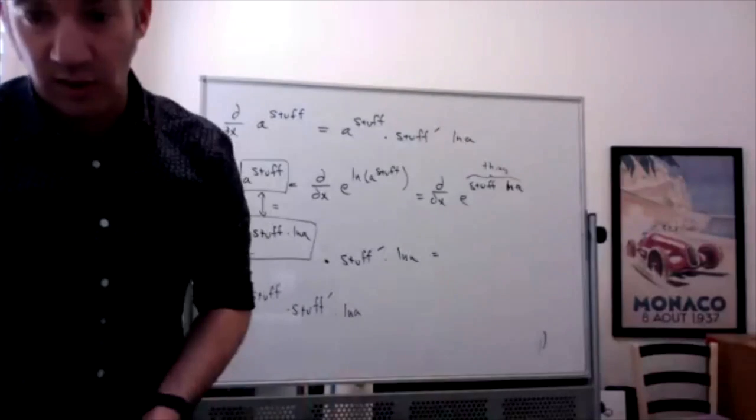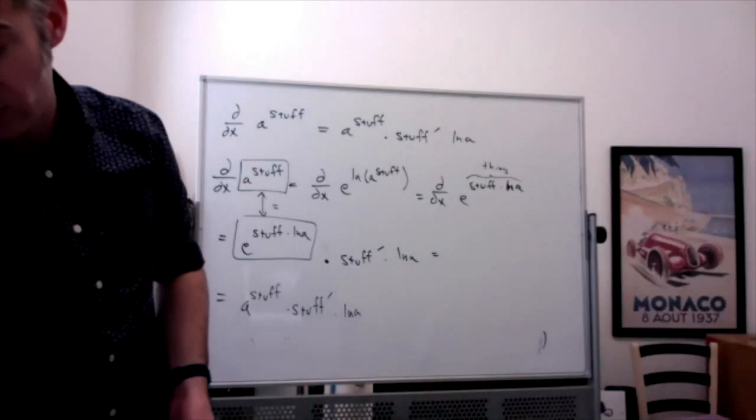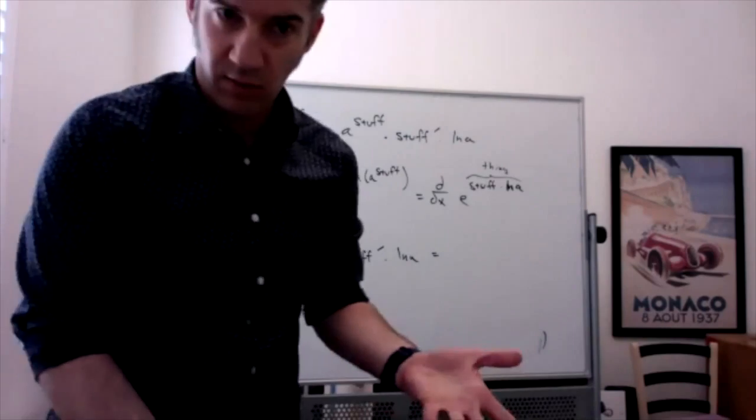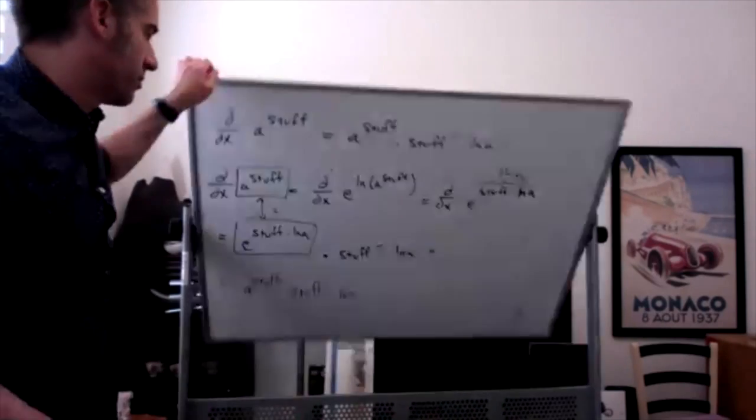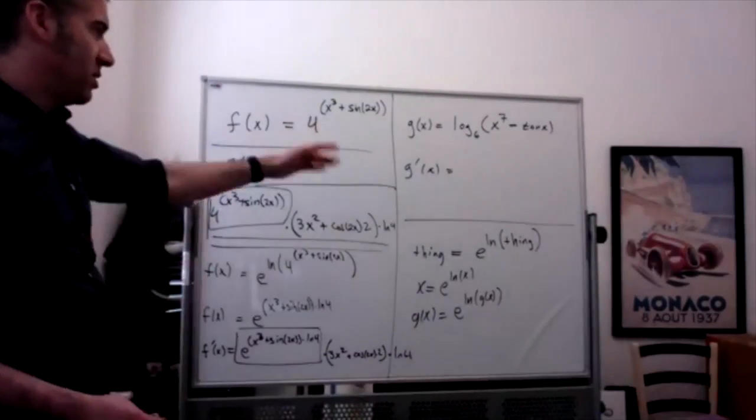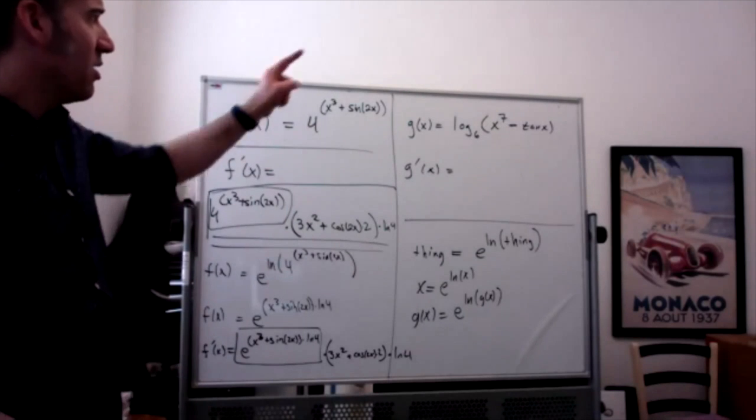There is a third way you could do it using implicit differentiation, which we've talked about before, but I don't think we need a third way, unless you guys really want to. So that's how this one works. Let's look at the other one.